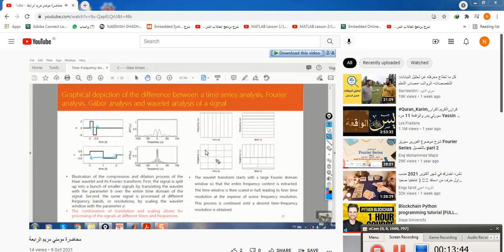Again, if we consider the graphical depiction of the difference between time series, Fourier series analysis, Gabor, and wavelet, please pay attention to this graphical depiction.